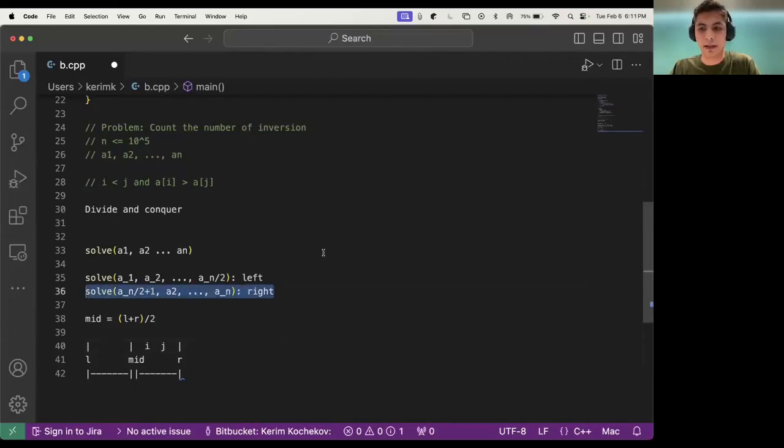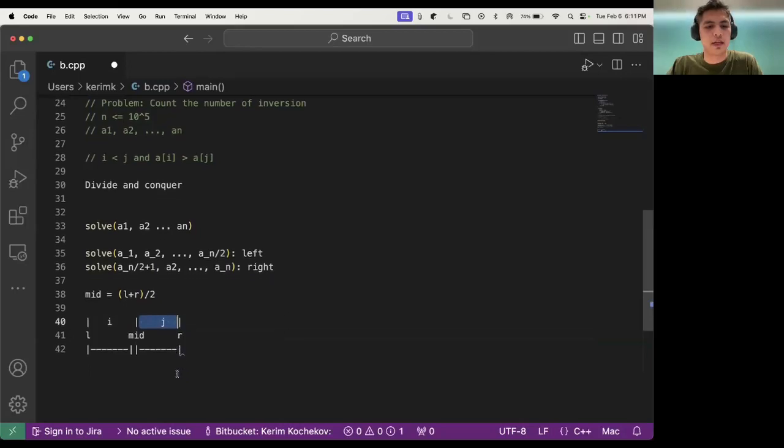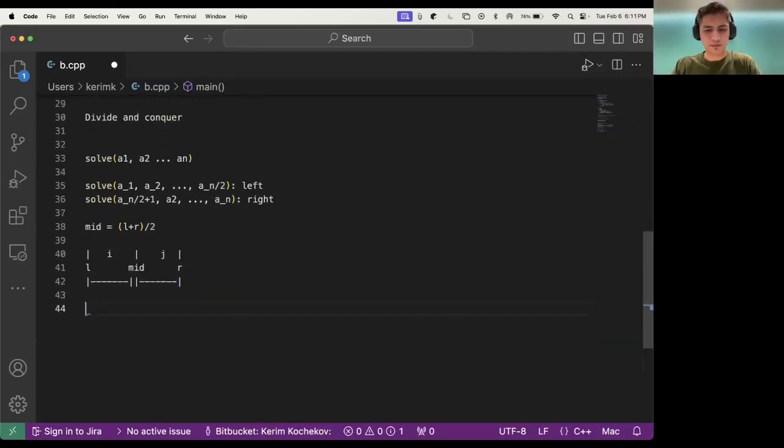Accordingly, the only case that is not counted after the two function calls is where i lies in the left part and j lies in the right part. And for solving that, we need to think of a much smarter way. Otherwise, we could just iterate over all possible i's in the left and all possible j's in the right. For example, let's say we have a function call with points L and R, the left and right index of the array that we are asked to solve.